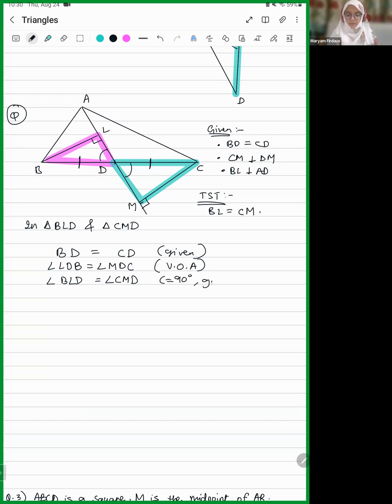Now, which rule have we used here? Not RHS. Look, what is this? Angle, angle, side. AAS. Yes. So by AAS rule, triangle BLD is congruent to triangle CMD. Therefore, by CPCT, BL is equal to CM.